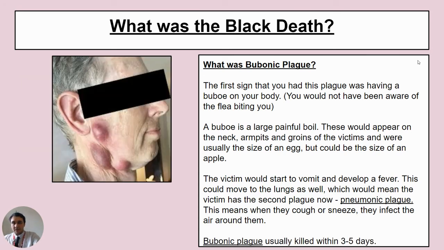Now, the bubonic plague usually killed within 3 to 5 days. I say usually killed. There was a slim chance, and we'll look at that later on, that you could survive this.